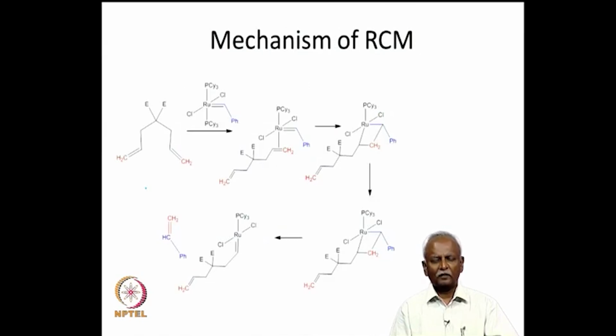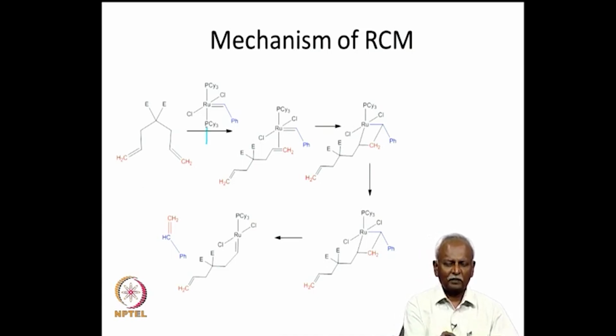Let us take a look at the mechanism of the ring closing metathesis. Why is it so convenient to carry out the metathesis reaction? I have color coded the alkylidene group which is present on the ruthenium to start with, and you will notice that the replacement of the PCy3 on the ruthenium with the olefin from the starting material, the reactant, led to a ruthenium alkylidene alkene complex. This is a key intermediate.